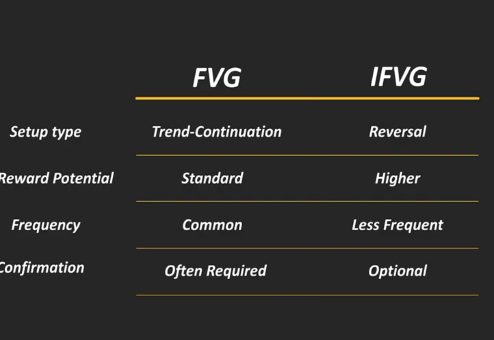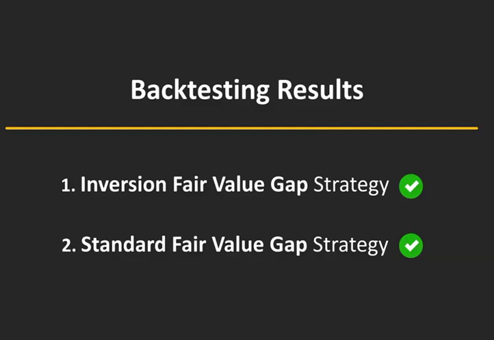However, fair value gaps occur occasionally on the chart, while finding a clear inversion FVG trading setup can be difficult. Also, once you have spotted an inversion fair value gap that meets your criteria, you normally do not need confirmation. With all that said, through our backtesting, we have found that certain conditions are required for fair value gaps and inversions to work effectively, which we are about to break down next. In this part of the video, we will explain two of the best setups for reversals and continuations using standard and inversion FVGs, which performed really well in our backtesting.